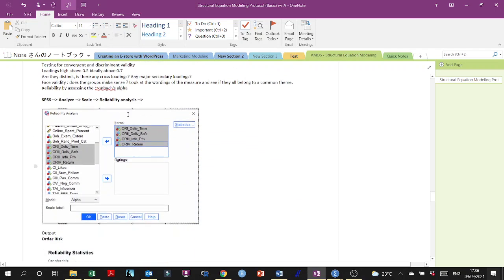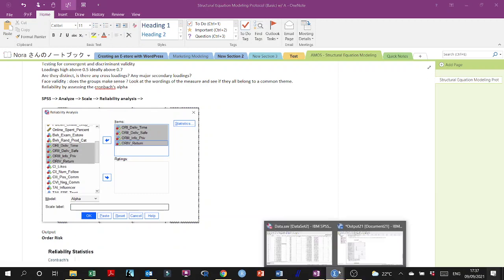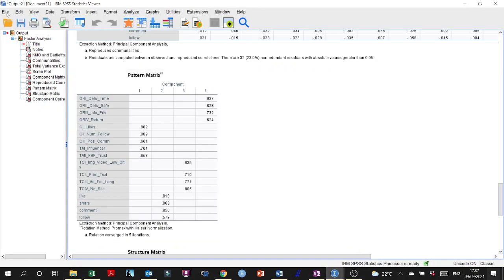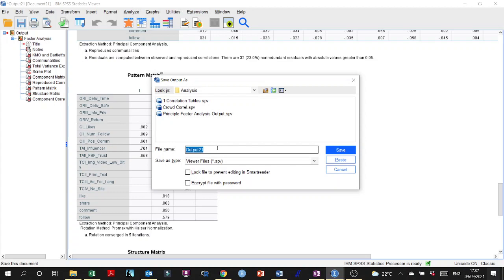Now for testing validity of the model, so this is it for this. I'm going to save this. So we're going to go to file, save, and I'm going to call it the principal factor analysis output and save it.